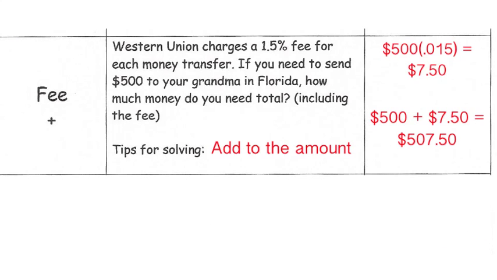Fees, again, same thing, you add. So you find the percent of a number and you add it to the cost. So Western Union charges a 1.5% fee for each money transfer. If you need to send $500 to your grandma in Florida, how much money do you need total, including the fee? So you find 1.5% of $500, which is $7.50. You add it to the money you're transferring, so your final cost is $507.50.